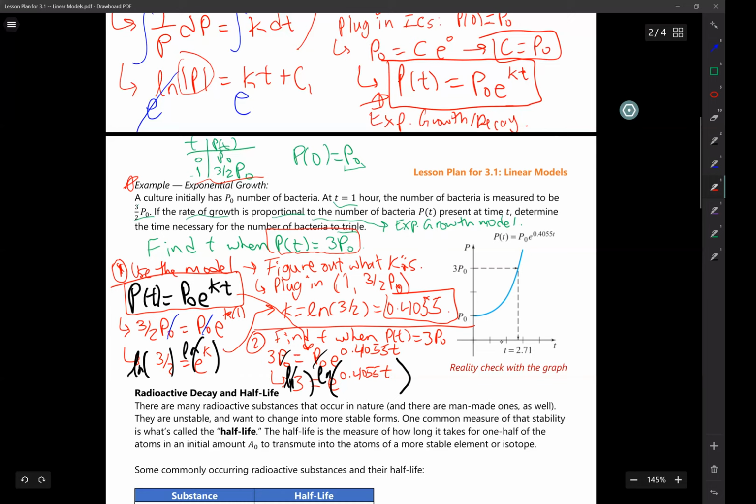Okay, and that tells you that ln 3 is equal to 0.4055t. And then the last step is you just divide by that. I'm sorry, I ran out of room here. But if you do that, then you find out that t is roughly, I did it earlier, t roughly equals 2.71 hours.